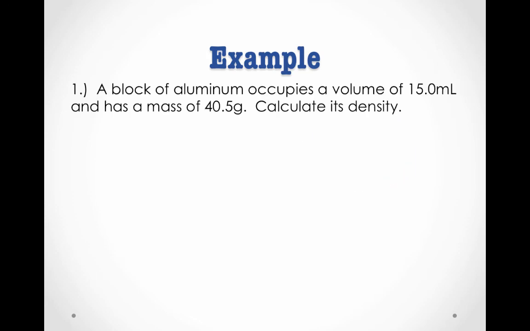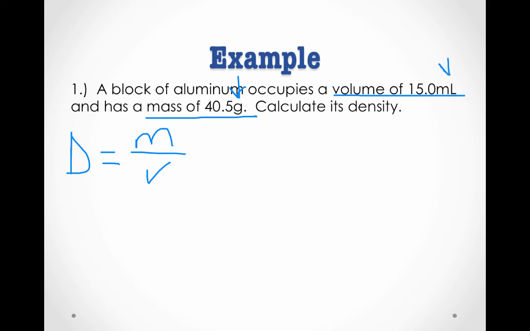Let's do an example together. We want to calculate the density of a block of aluminum with a volume of 15.0 milliliters and a mass of 40.5 grams. Let's start by writing our equation. Density equals mass over volume. Since we measure density in grams per milliliter, let's quickly check that our units are correct. We have grams for our mass and milliliters for our volume. If they weren't grams and milliliters, we would have to convert our units. So let's plug in our values.